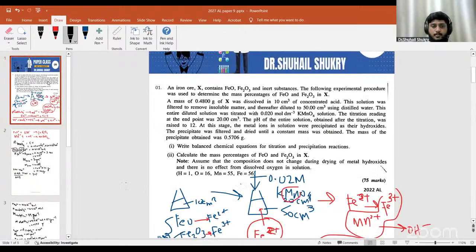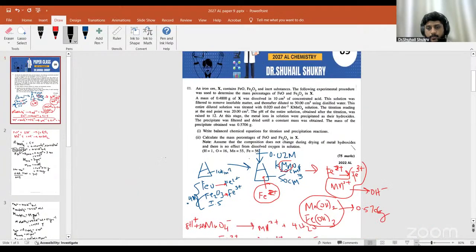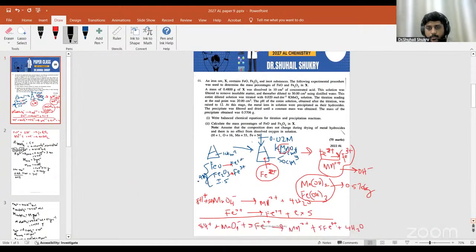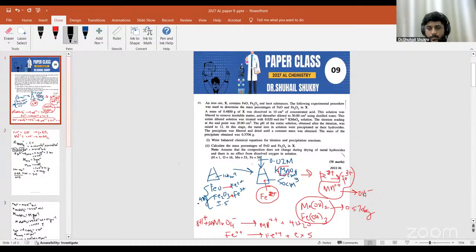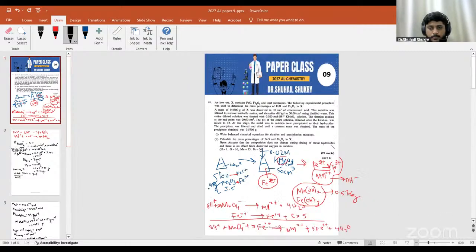Now, did you understand? Did everyone understand this part? Is it clear? Whatever necessary things you have, you can mark those things. You can zoom this. I'm going to mark these things.